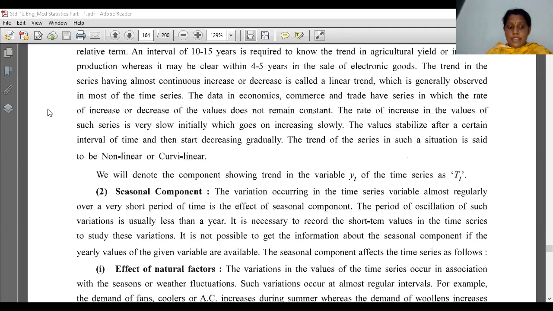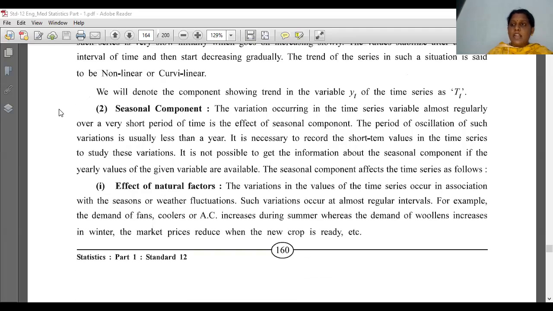Okay, Yt and Tt. Now the short-term seasonal component: the heading itself says that because of season-wise changes, one season remains for at least 3 to 4 months. So that much time period is also a type of long-term change. The variation occurring in the time series variable almost regularly over a very short period of time is the effect of the seasonal component. The time of oscillation of such variations is usually less than a year. I told you, 3 to 4 months.